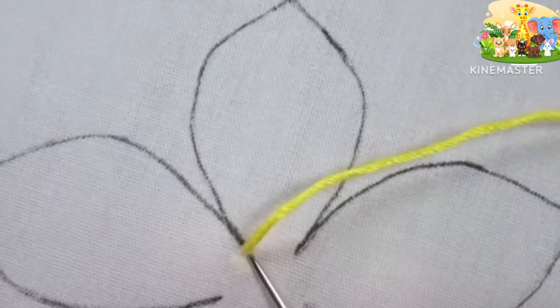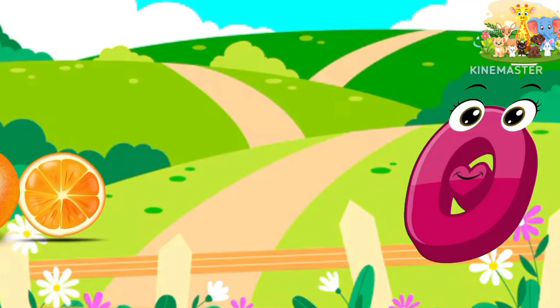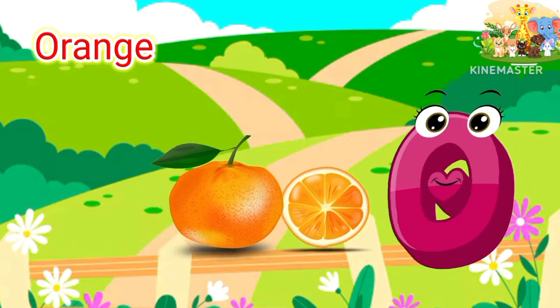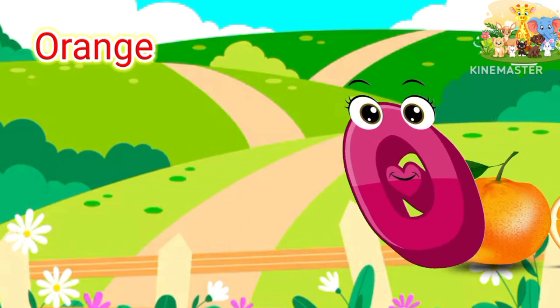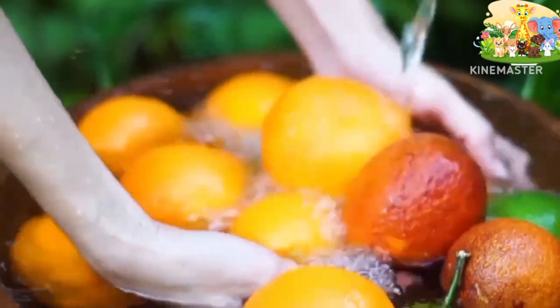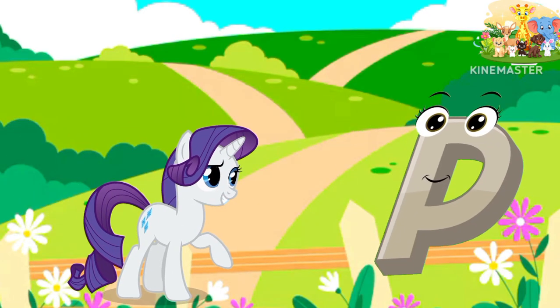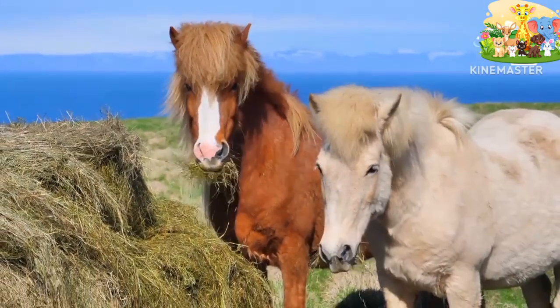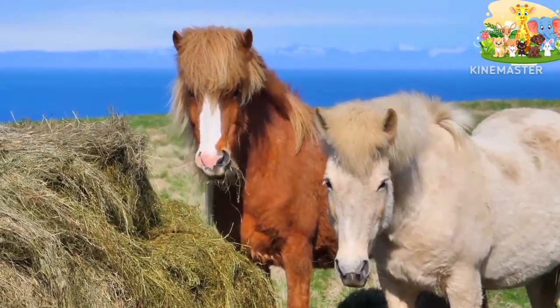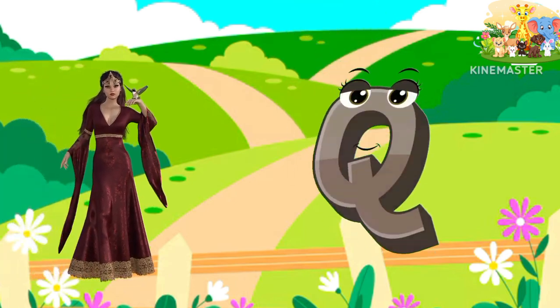N is for needle, needle. N, needle. O is for orange, orange. O, orange. P is for pony, pony. P, pony.